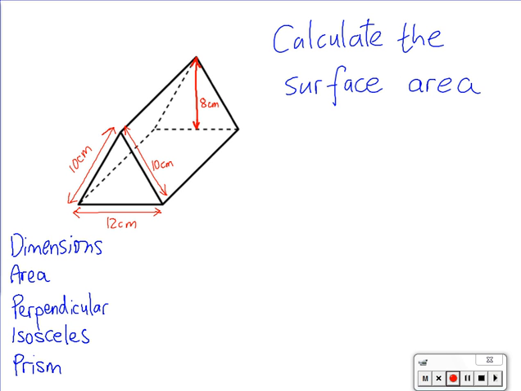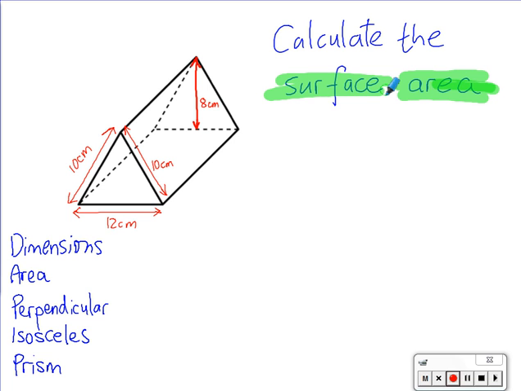First things first though, what's the question? The question is asking us to calculate the surface area of this triangular prism, which is basically a Toblerone shape. So we start by looking at the key words in the actual question, which are area, because we know something about area, and we also know something about surface. So start with area. We know how to do it for triangles and rectangles and things like that.